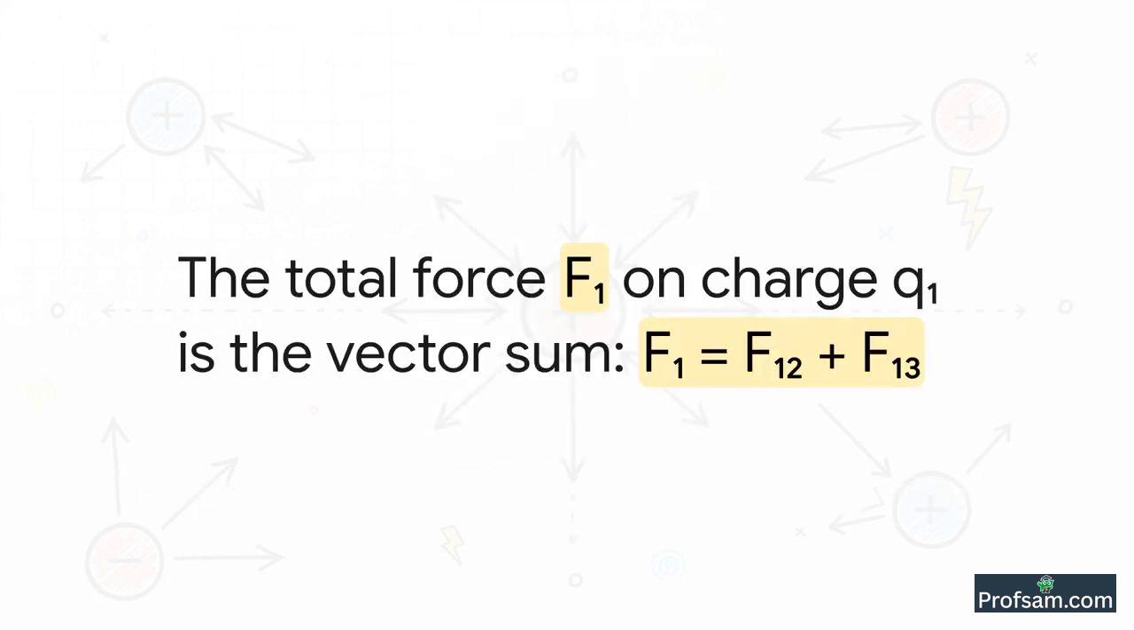So now we have two force vectors starting from Q1. We have F12 and F13. What's the final step? We just find their vector sum to get the total force, F1. And how do we do that? Remember the parallelogram law of vector addition from class 11? You just use that. You complete the parallelogram and the diagonal starting from Q1. That, my friends, is your final answer, the net force on Q1.